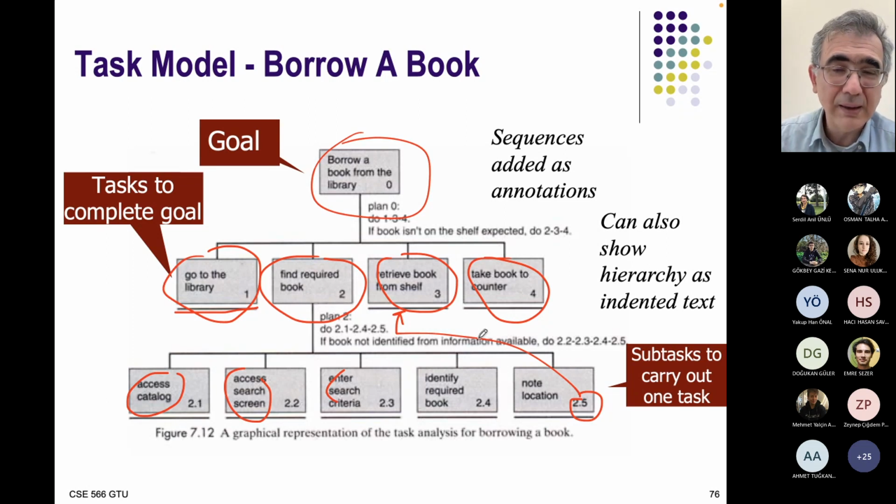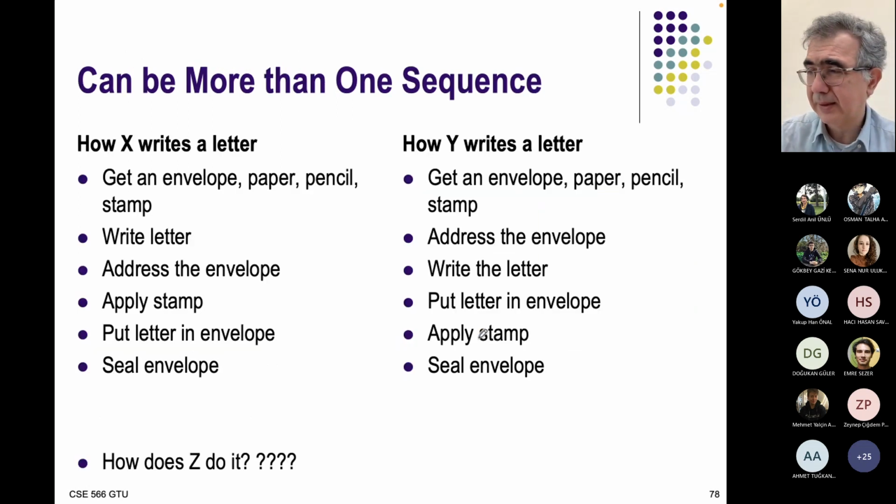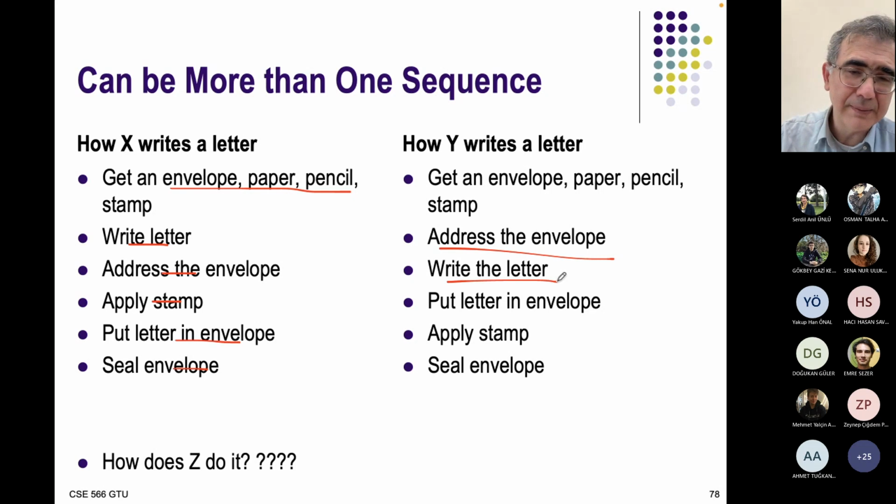It is usually asked in the exam. Writing a letter. Write a letter: get supplies, write the actual letter, prepare envelope, prepare mail, get address, apply stamp, insert letter, seal envelope, find address book, find address. So sometimes get envelope, paper, pencil, stamp, write letter, address the envelope, apply stamp, put letter in envelope, seal. Sometimes put the address first, write the letter later. So this can change order.